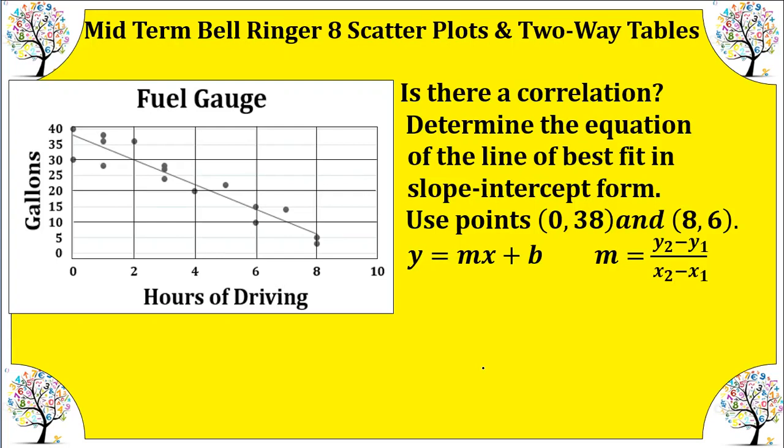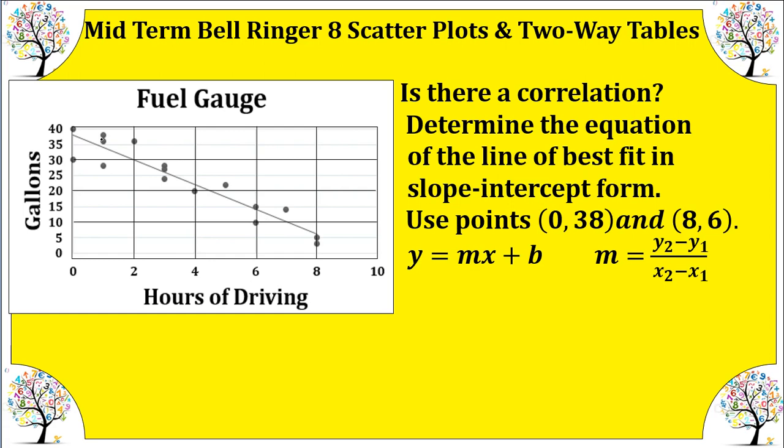Okay, let's review scatter plots and two-way tables. First of all, this is a scatter plot that is telling about the fuel gauge as a driver drives and how much gas they have in their tank. You can see as the driver drives over so many hours, the gallons in the gas tank go down. So we have a negative correlation.